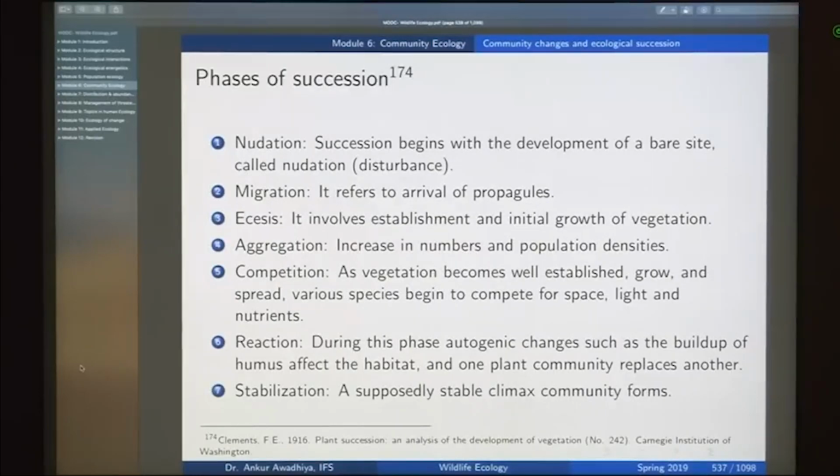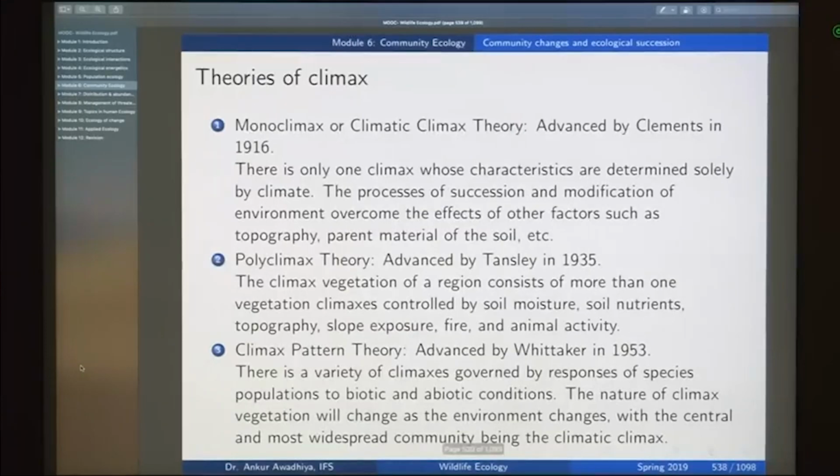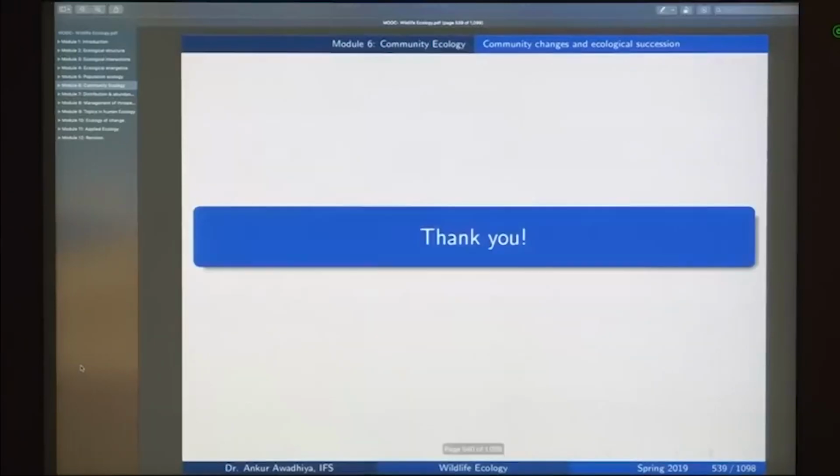Then we looked at these 7 stages of succession: nudation, migration, ascesis, aggregation, competition, reaction, and stabilization. Then we have these 3 theories of climax. You can have a monoclimax theory, where you have only one particular climax in one particular climatic area. You can have a polyclimax theory, in which you can have more than one kinds of vegetation climaxes, which are controlled by soil moisture, nutrients, topography, etc. Or you can have a climax pattern theory, in which you do not have one particular climax, but you have a range of climaxes which vary near the climatic climax.